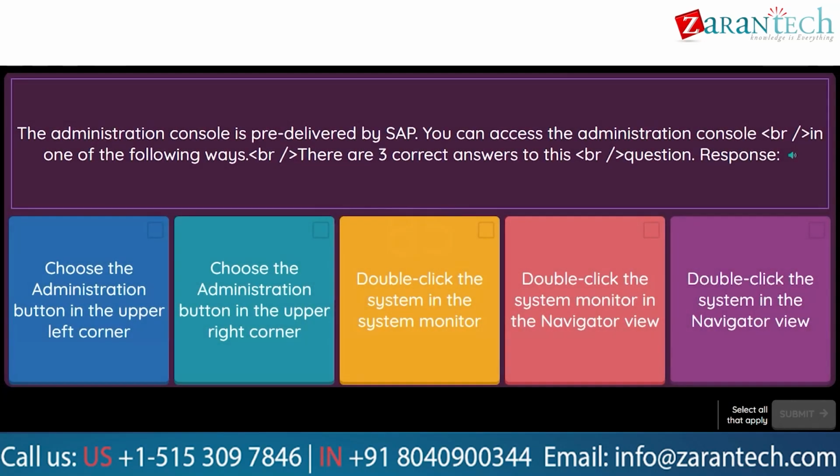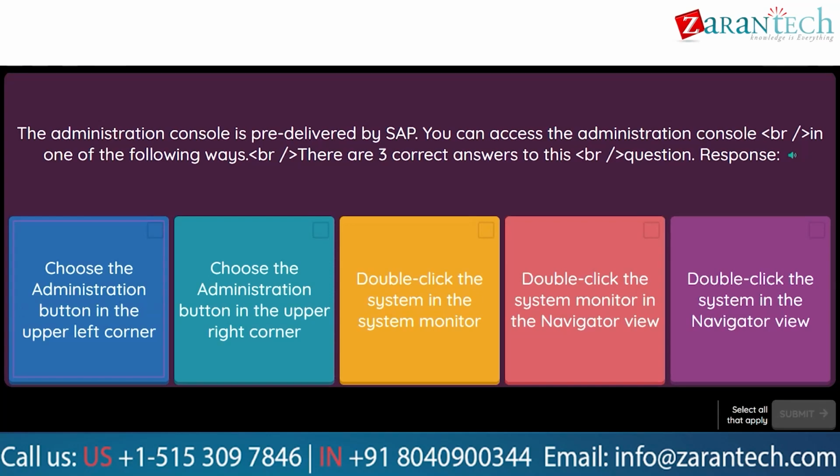Question: the administration console is pre-delivered by SAP. You can access the administration console in one of the following ways. There are three correct answers to this question. Response: Option 1, choose the administration button in the upper left corner. Option 2, choose the administration button in the upper right corner. Option 3, double-click the system in the system monitor. Option 4, double-click the system monitor in the navigator view. Option 5, double-click the system in the navigator view.